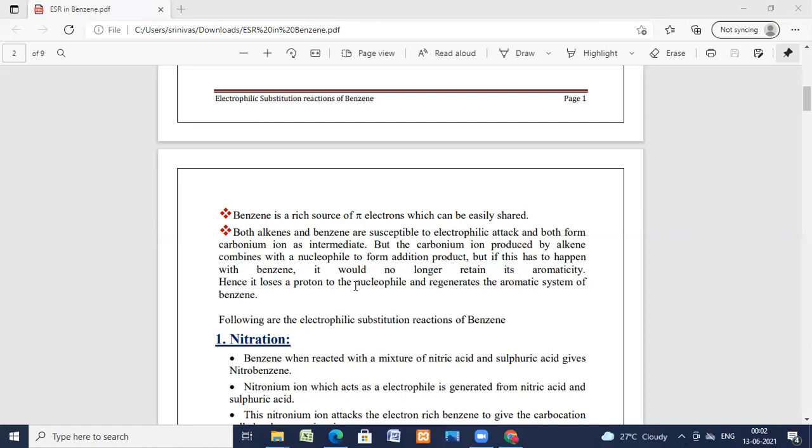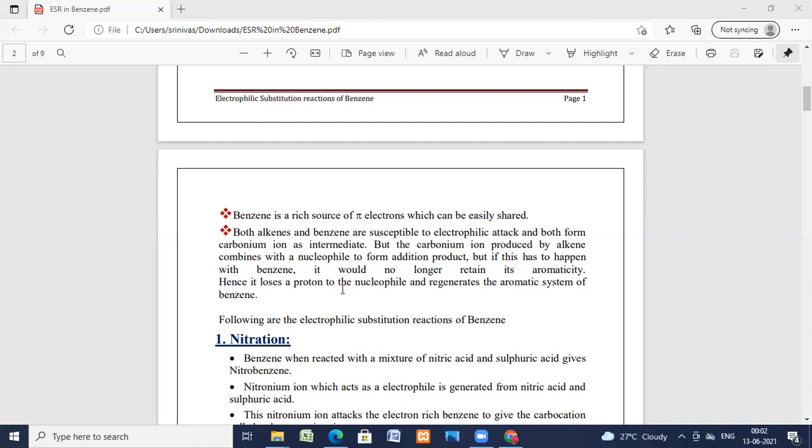Next, aromatic compounds. Here, electrophilic substitutions are common in aromatic compounds. All the common and well-known substitution reactions, nitration, halogenation, sulfonation, and Friedel-Crafts reactions, that is alkylation and acylation, are examples of electrophilic substitutions.